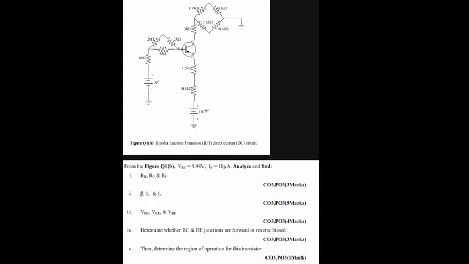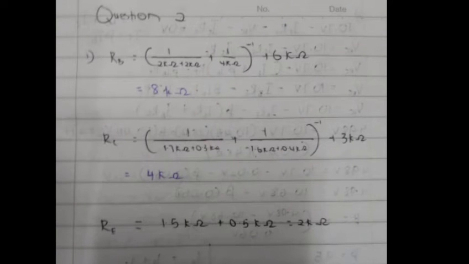Okay, we have finished the first question. Now let's solve question number 2. For question number 2, the voltage between E and C and the current IB are already given. For the first part, we need to find the values of resistor B, resistor C, and resistor E. After calculating, we got RB equal to 8 kilo ohms, RC equal to 4 kilo ohms, and RE equal to 2 kilo ohms.